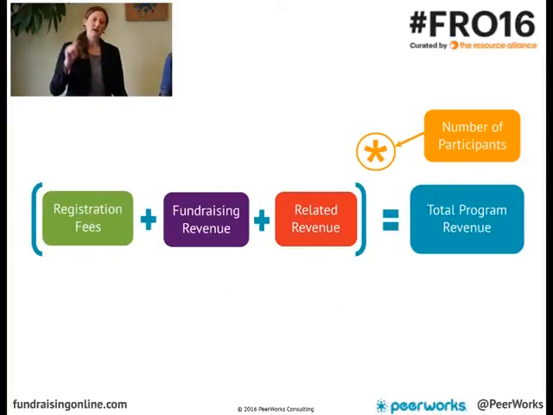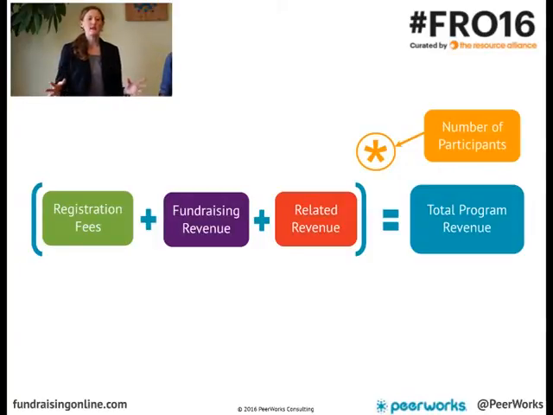You'll notice there's a little star in the corner of this equation, and this is really important. This is the exponential factor to this entire equation. It relates to the number of participants that you're recruiting to your event. The number of participants impacts all of these three other buckets. So obviously, the more participants you recruit to the event, the more you're going to earn in registration fees, the more that people are going to actually fundraise for you, and the more related revenue you'll get from food and beverage sales or from sponsors that come in when you have an event for a lot of people.